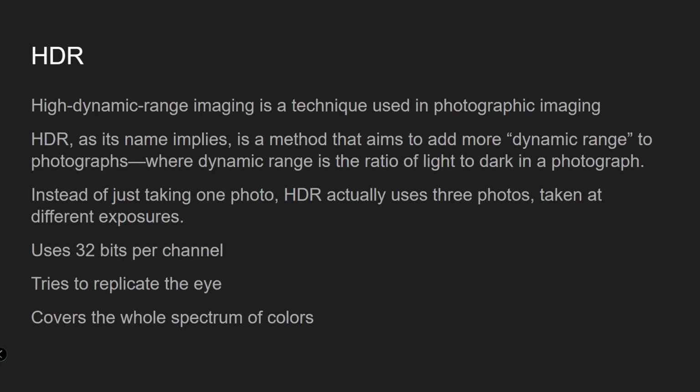HDR stands for High Dynamic Range. HDR imaging is a technique used in photographic imaging. HDR, as its name implies, is a method that aims to add more dynamic range to photographs, where dynamic range is the ratio of light to dark in a photograph. Instead of just taking one photo, HDR actually uses 3 photos taken at different exposures. It uses 32 bits per channel. HDR tries to replicate the eye as much as possible instead of trying to be like a camera. So whatever image you get has to be the image that you see from your eye.